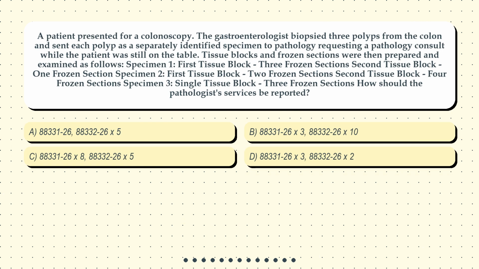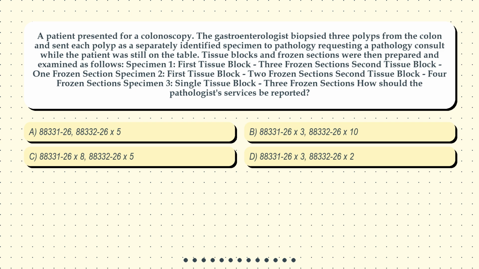Question 13. A patient presented for a colonoscopy. The gastroenterologist biopsied 3 polyps from the colon and sent each polyp as a separately identified specimen to pathology requesting a pathology consult while the patient was still on the table. Tissue blocks and frozen sections were then prepared and examined as follows.